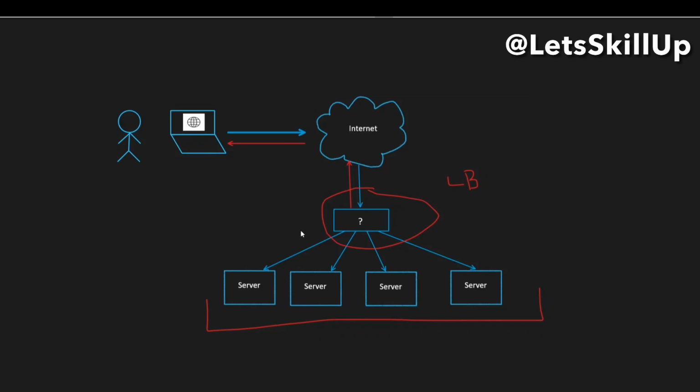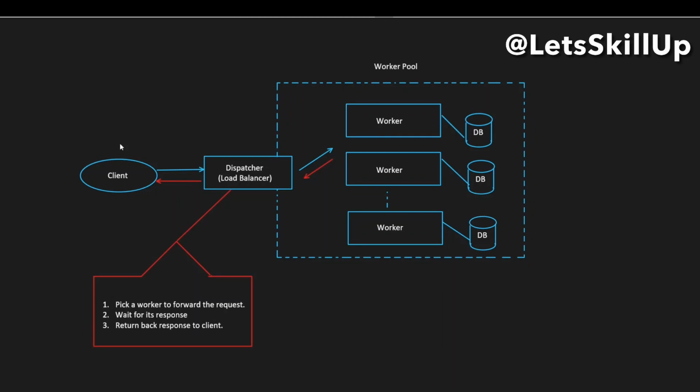How does it work? Let's see the flow. So clients will send their request which will be intercepted by load balancer, which will be acting as a dispatcher in this case. It will be connected to a worker pool, which will be a set of workers, which can be your application servers or any other computing resource which can serve the incoming requests. It will pick a worker to forward the request, wait for its response, and once response comes back, it will return back the response to client.